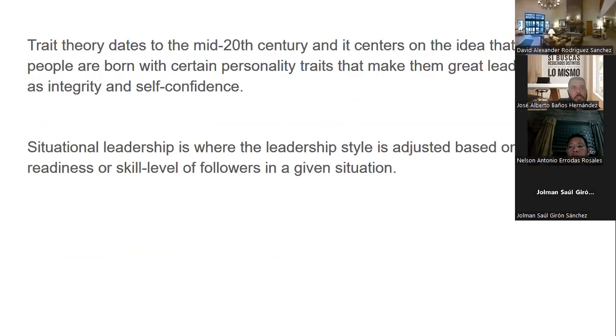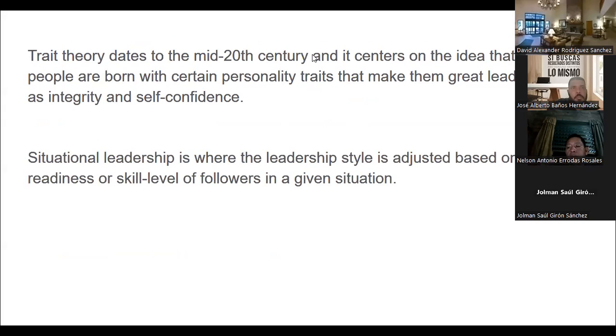Okay, let's check the next one. This is the first part of the introduction of the theory. So this is going to be for David Alexander Rodriguez. Okay, teacher. The first paragraph. The two paragraphs, all the things.